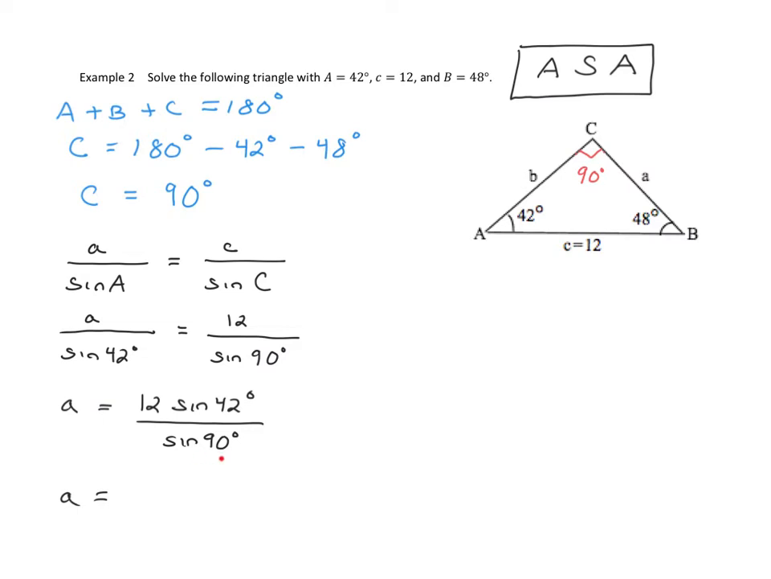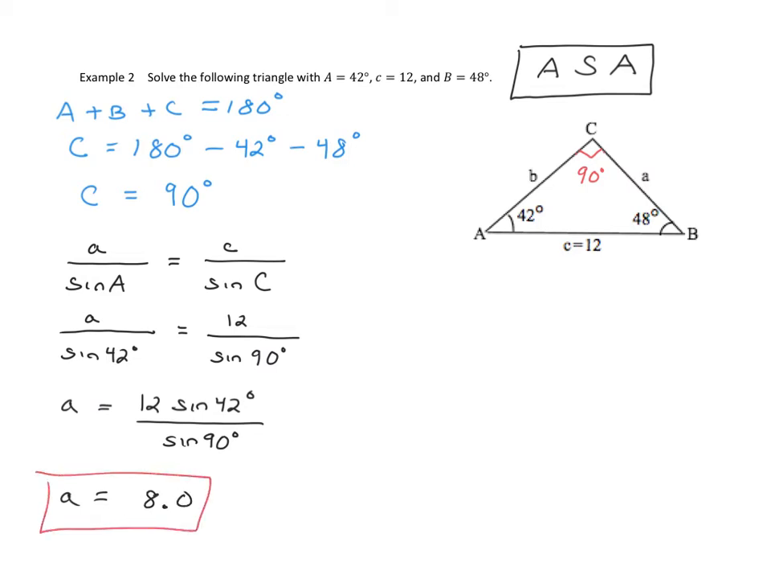By the way, sine of 90 degrees is an exact value that we know. It's equal to 1. You can still type that into the calculator. It's still going to work if you want. But since this is equal to 1, you really only need to enter in this stuff from the numerator. So that is 12 times sine of 42 degrees. The value I get for A, if I round to the nearest tenth, is 8.0.